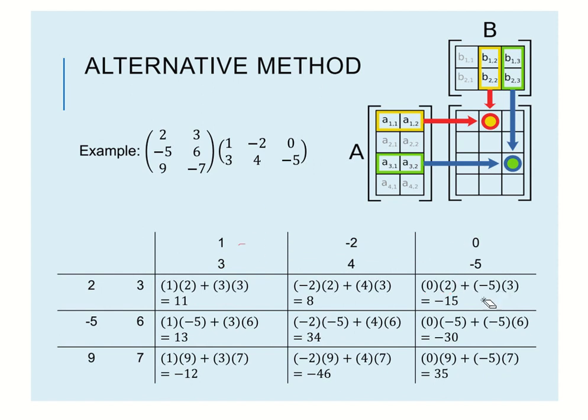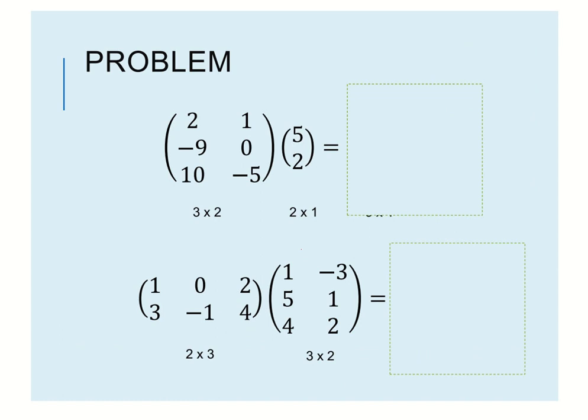Now we move to the second row, -5 and 6. Repeat the same thing: -5 times 1, and 6 times 3, and we sum this. So just perform the multiplication repeatedly on the corresponding row and column, and we can get the answer. We're going to discuss this one in the lecture.